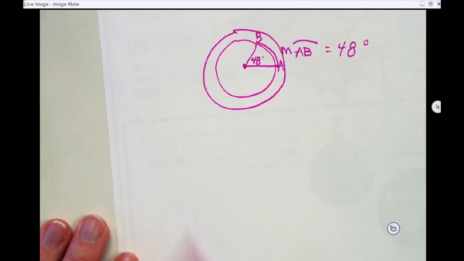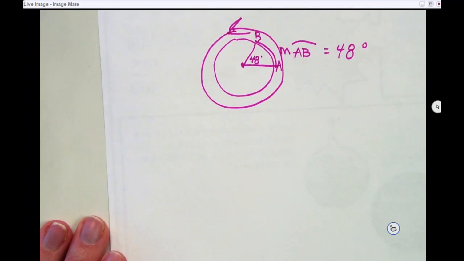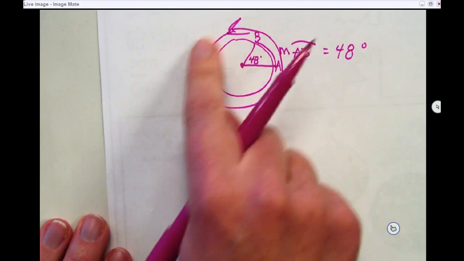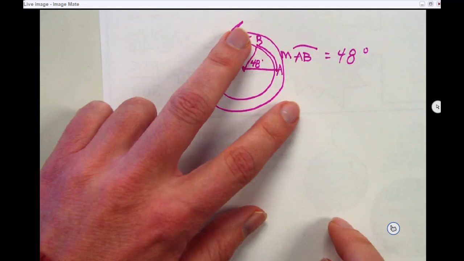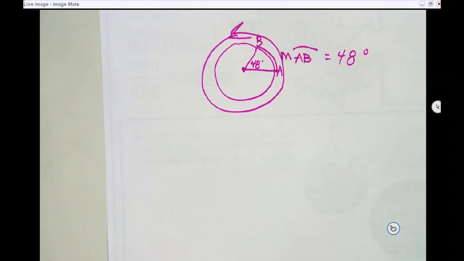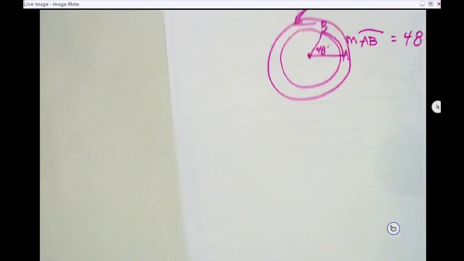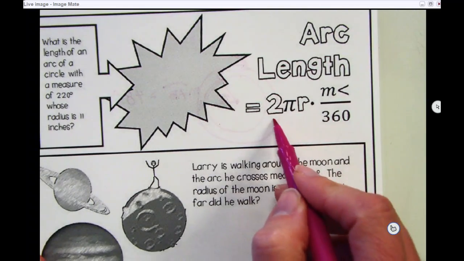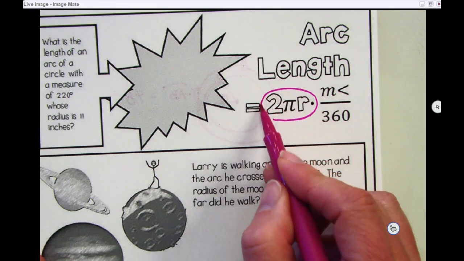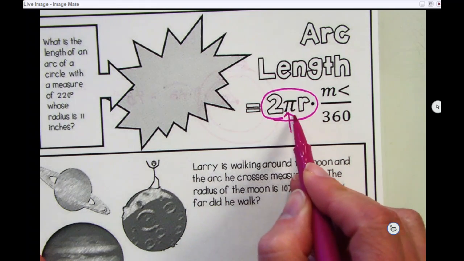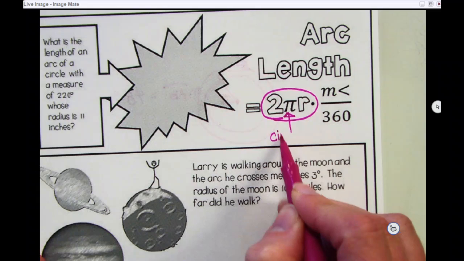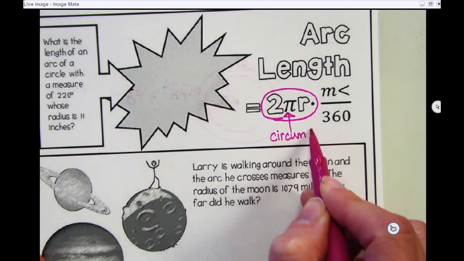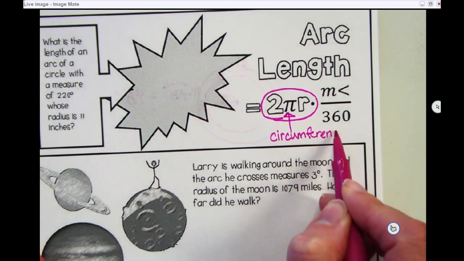Now the arc length has to do with, what is it called when we know the measure all the way around a circle? Circumference. Yeah, the circumference. So if I know the circumference, that means I should be able to figure out how long an arc is. In fact, what do you recognize that as? That is how we find circumference, right there.